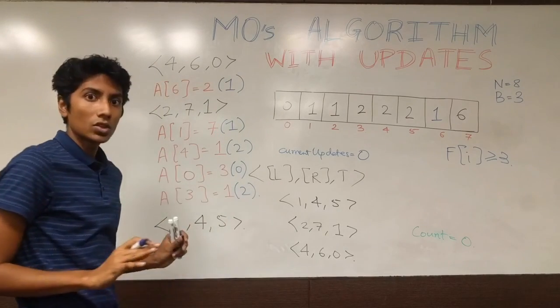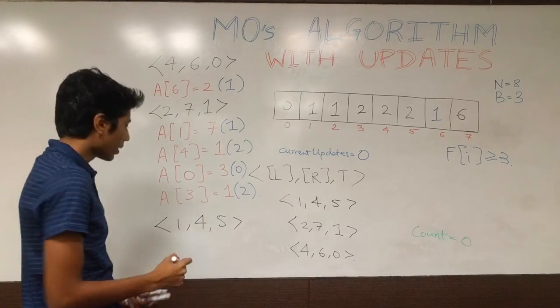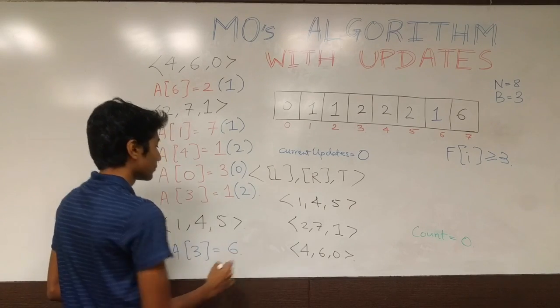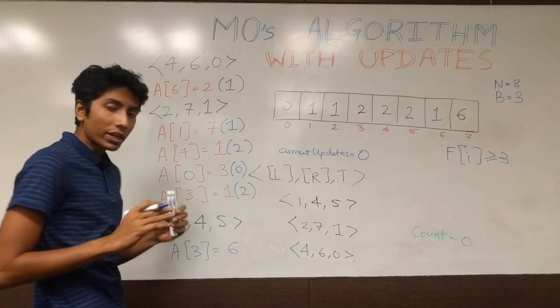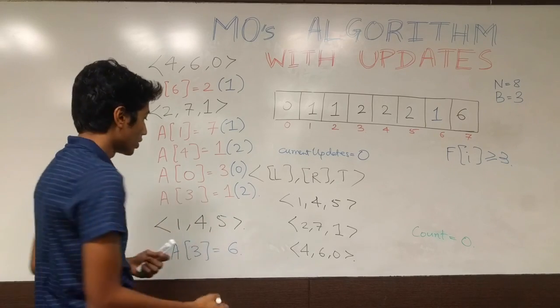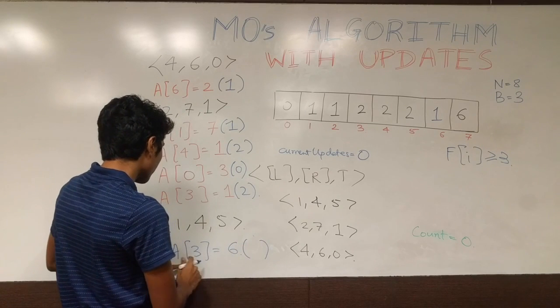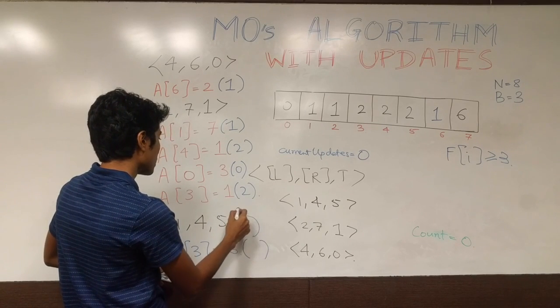Alright, so that's good. What if you had an update over here which said A of 3 is set to 6? Well, what you need to have is a pointer. So over here, whatever value comes actually points to whatever was there previously. A of 3 is previous, which is over here.